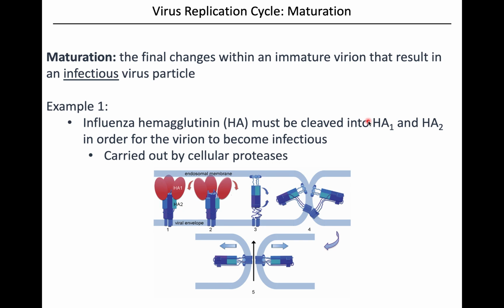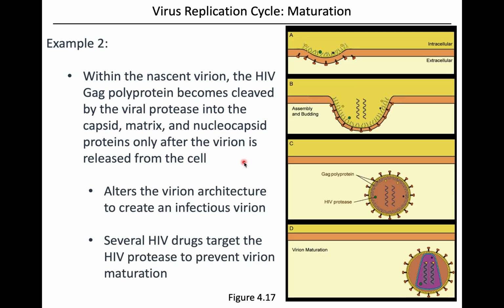And until that cleavage happens, the influenza virion has not matured. So in this case, this is happening by a protease inside the cell. Another example would be HIV, famously. So HIV assembles new virions at the plasma membrane. It buds out of the plasma membrane. We'll talk about that process in a second.